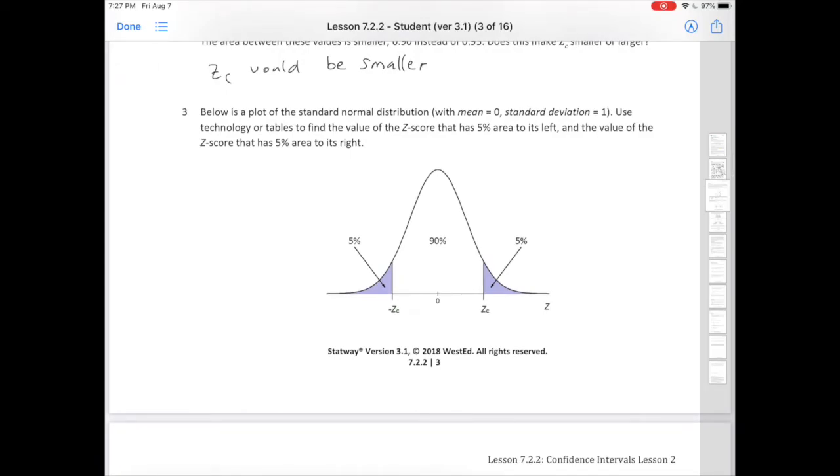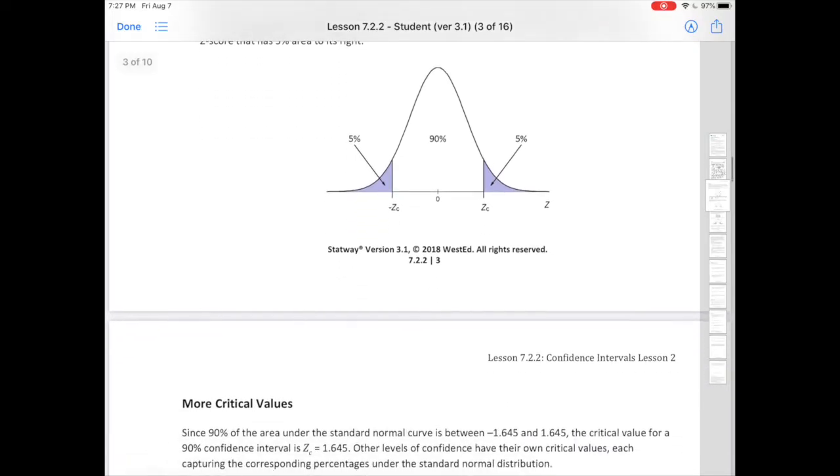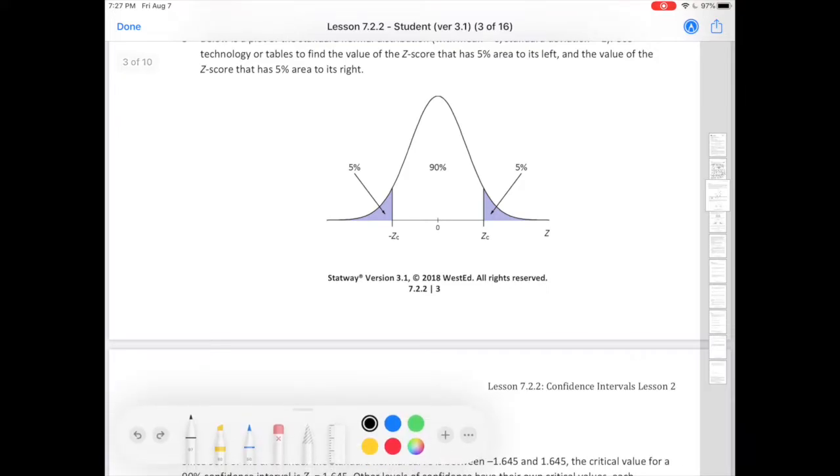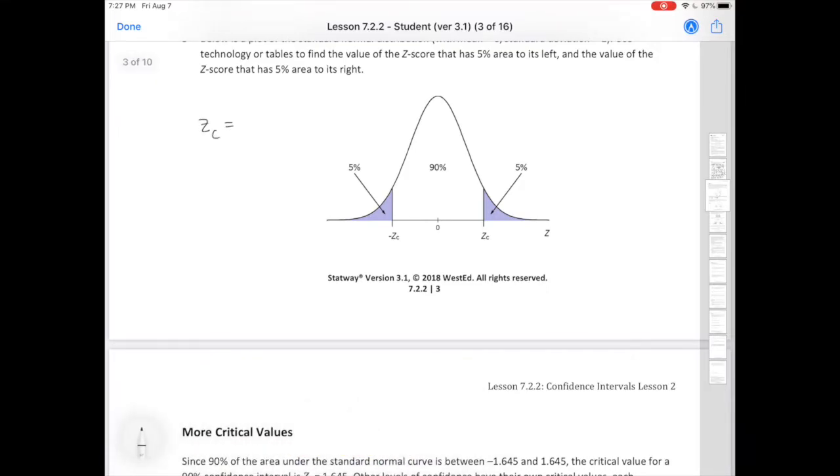It says below is a plot of the standard normal distribution with mean equals 0, standard deviation equal 1. It says use technology or tables to find the value of the z-score that has 5% area to its left and the value of the z-score that has 5% area to its right. Okay. So we don't have a table or anything like that with us, so I will just go ahead and tell you guys the z-score, okay?